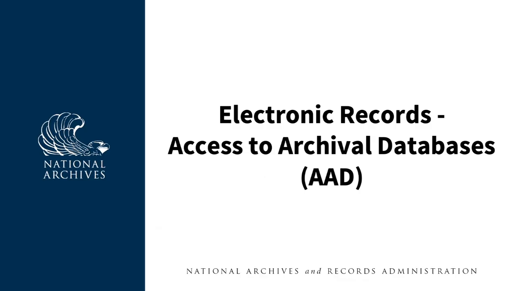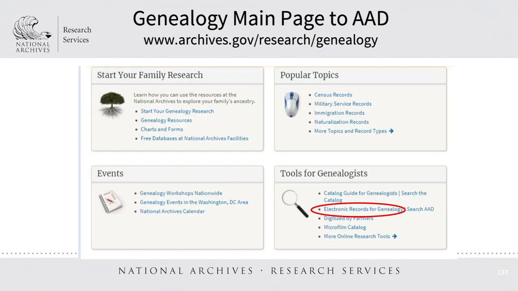Okay, back to the main genealogy page. Let's look at another online tool. This one is to get into NARA's electronic records. It's called AAD, which stands for Access to Archival Databases. It's another place besides the catalog where you can search for individuals by name.